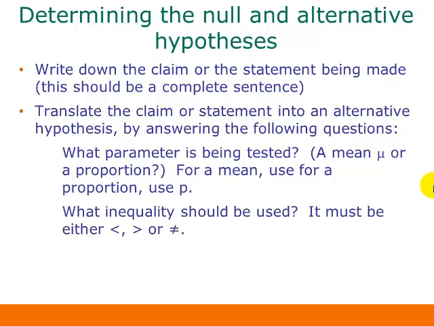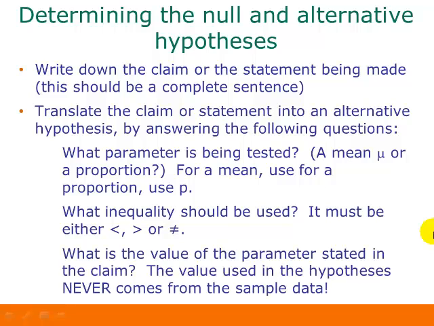Next question is, what inequality should be used? For our alternative hypothesis, it has to be either less than, greater than, or not equal to. There cannot be an equal in any of these three. And finally, what's the value of the parameter stated in the claim? The value used in our hypotheses never comes from the sample data. It always comes from the claim.